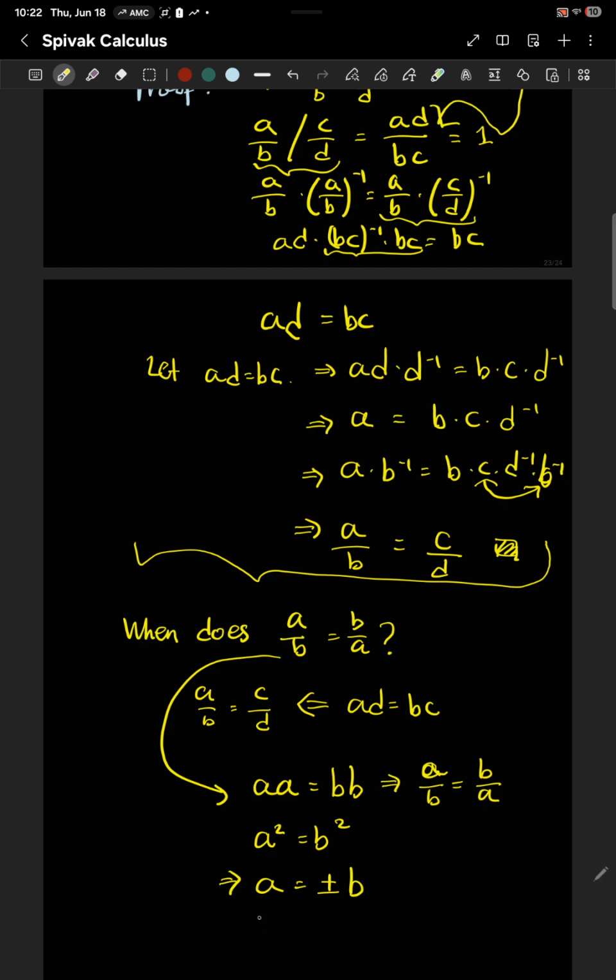Let's see if we can find a better answer than this. But for now, my understanding is that if A is equal to plus or minus B, then we can say A over B is equal to B over A.